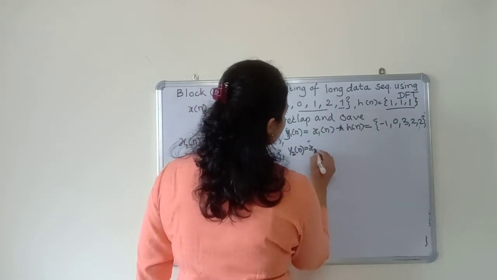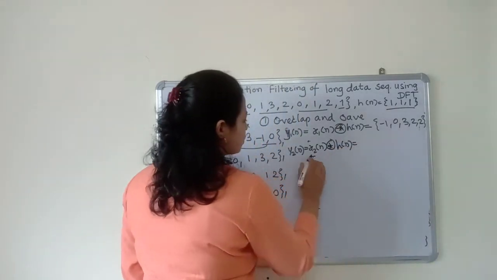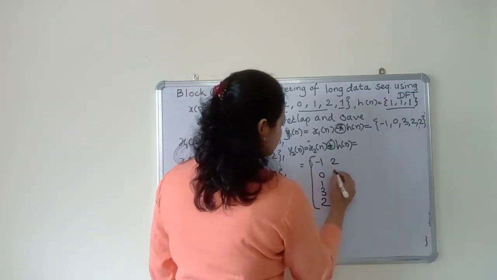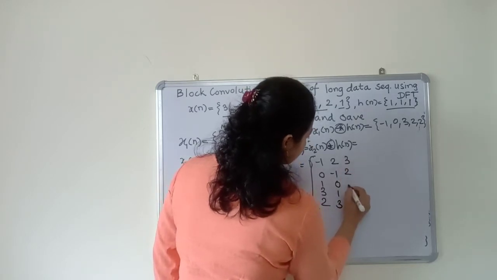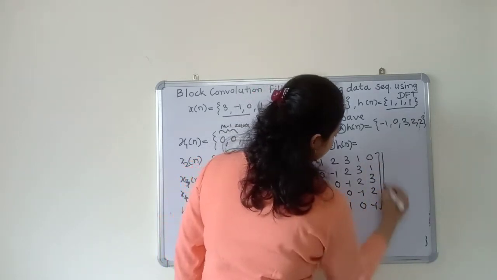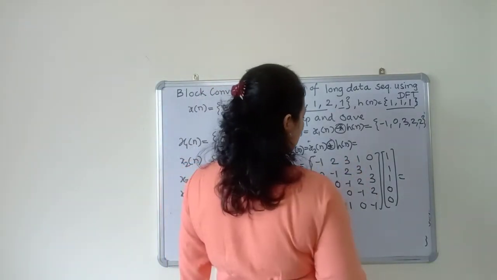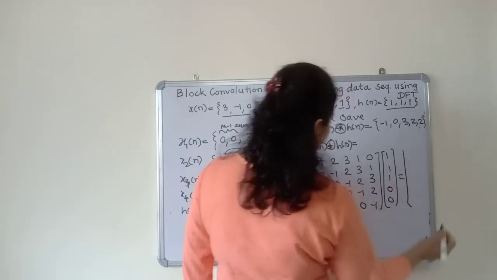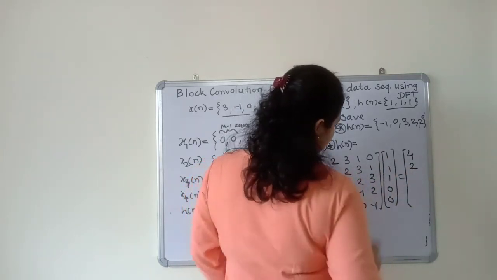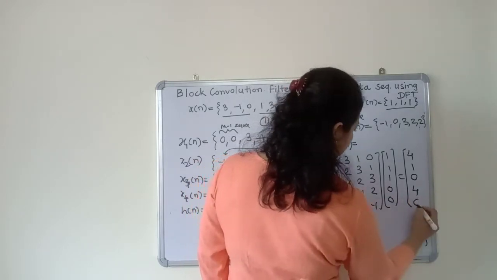Y2 of n is equal to x2 of n circularly convolved with h of n. So the circular matrix for this: minus 1, 0, 1, 3, 2. We will form a circular matrix like this. We will calculate this: 3 plus 2 minus 1. One, zero, four, and six.